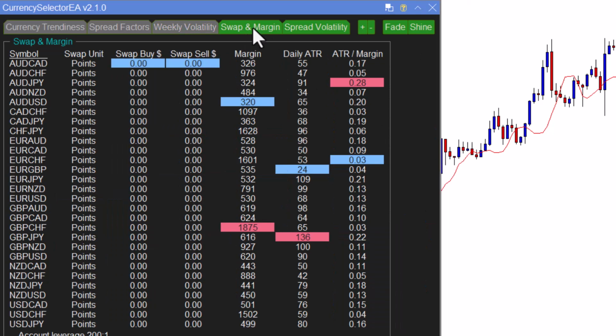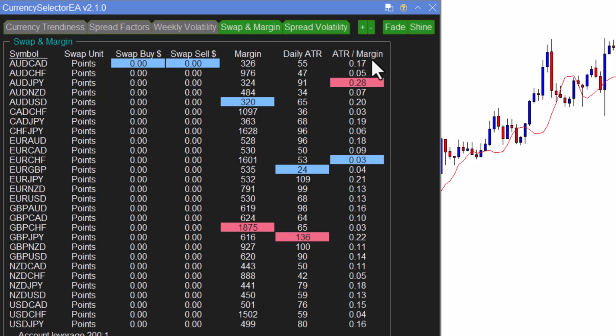Then we look at swaps and margins. There we go. So we can immediately see what the margin is for every single currency, something that you actually don't know. And there is the margin for each particular currency. You can see the ones with the lowest margin, Aussie in this case, and the highest margins are the pound franc in this particular case.